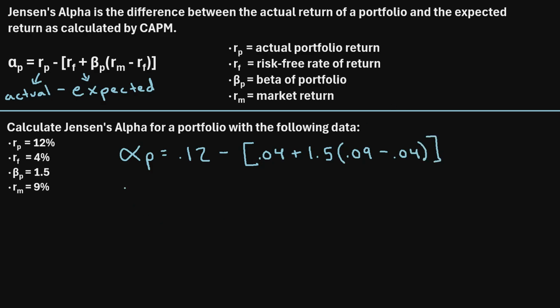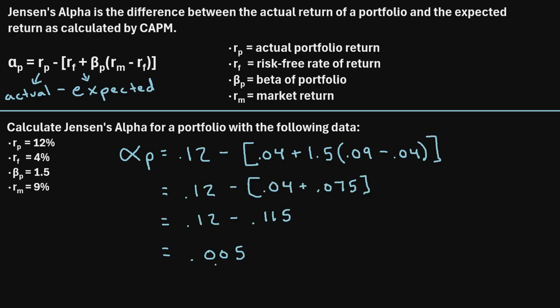So if we simplify this a little bit, here's what we get. We end up with 0.005, or as a percentage, we could move the decimal place twice to the right and write this as 0.5%. So our Jensen's alpha for this portfolio is 0.5%.